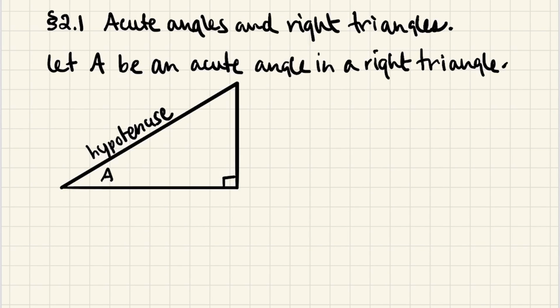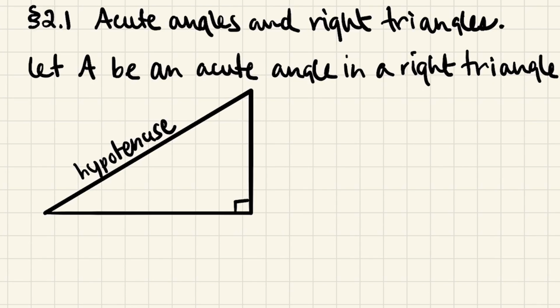The other two sides are labeled relative to angle A. So the side that's next to angle A is called the adjacent side, and the side opposite angle A is called the opposite side. Notice that had A been chosen as the other acute angle in the triangle, the naming of opposite and adjacent would be exchanged from where they were a moment ago. So we'd have the adjacent side here next to the angle A, and the opposite side opposite the angle A.